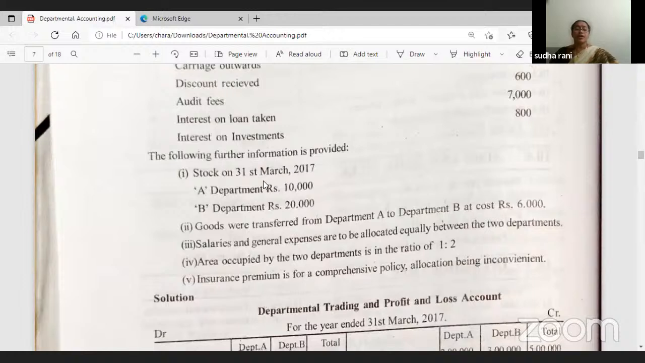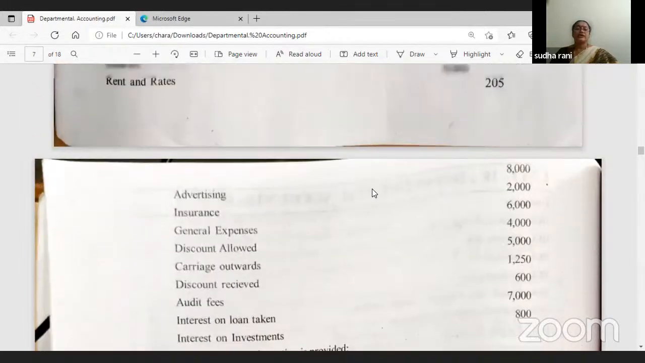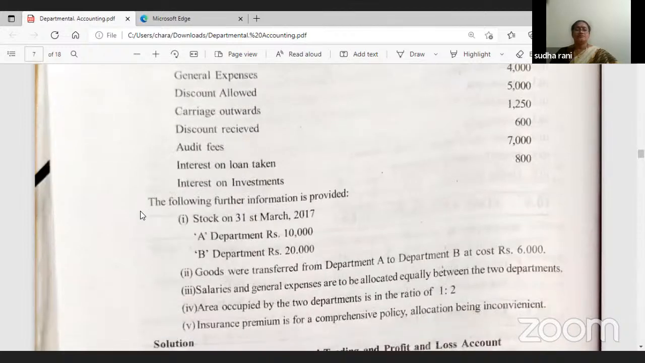Now, closing stock at the end for both departments is given separately, and you have been given further information here. Goods were transferred from department A to B at a cost of 6,000. This is transfer price related. The next one says salaries and general expenses are to be allocated equally between the two departments. So he gave how to allocate. The area occupied by the two departments is in the ratio of 1:2. So where do we need the area for allocating? Rent.